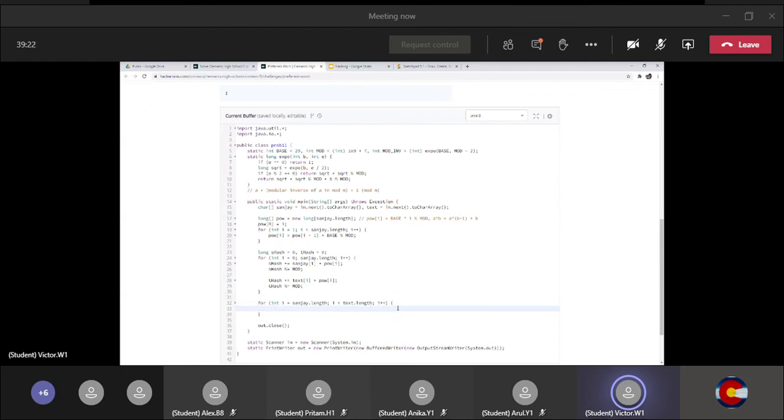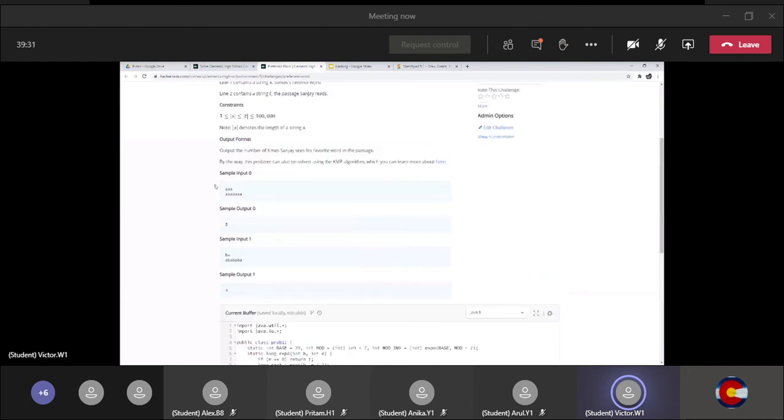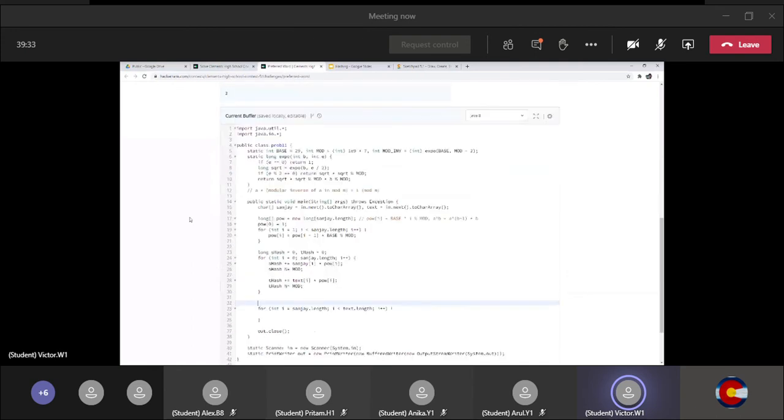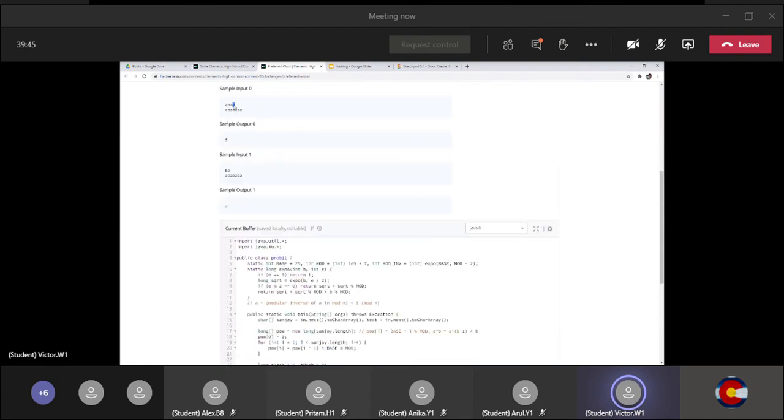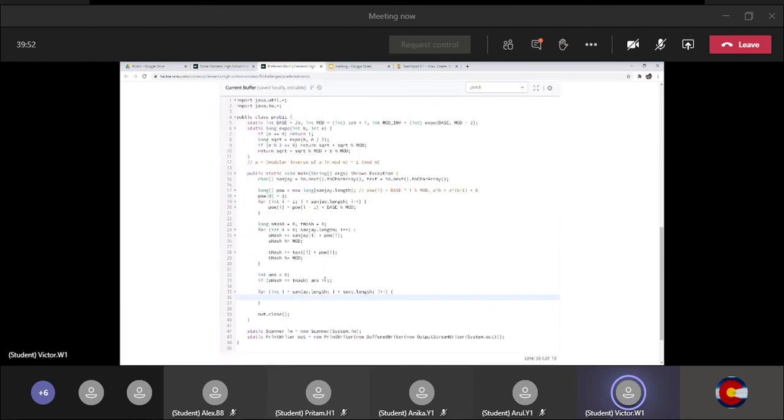The first thing we need to check is, okay, we're asked to count how many appearances Sanjay's word has in the text. So we're going to have a variable for that. It starts as 0, but we need to check that if the initial hashes are equal, then we set ans equal to 1. Because that means this very leftmost substring matches Sanjay's word itself. So we're just going to hard code that case.